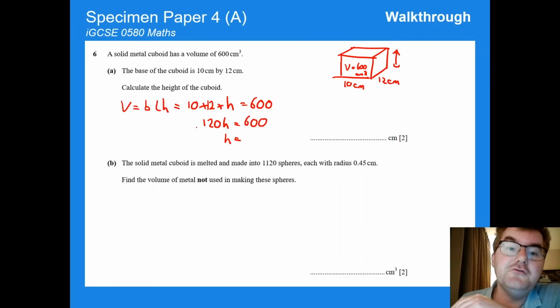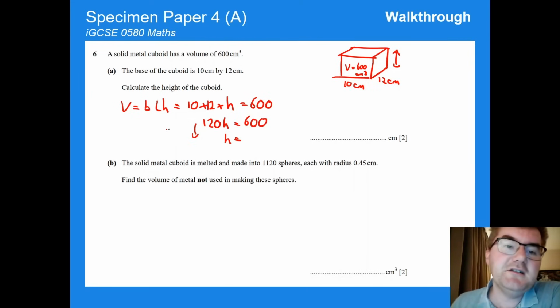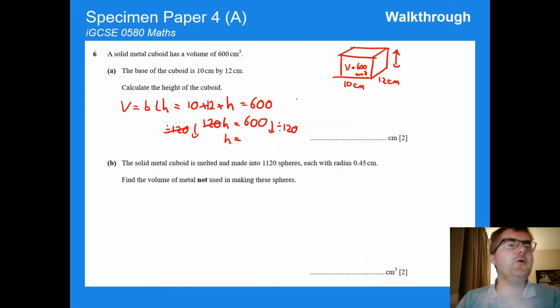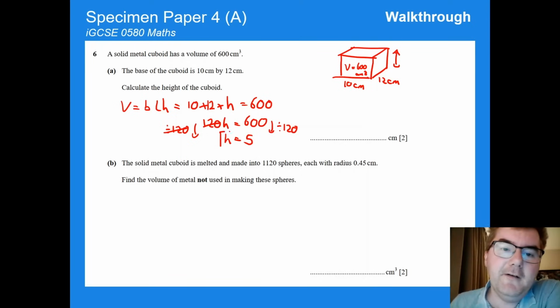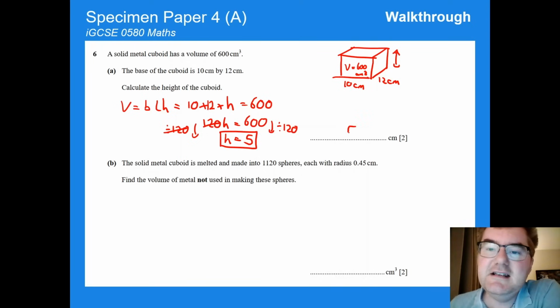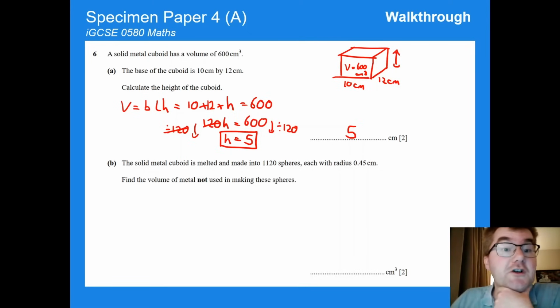600 divided by 120. Remember, to get rid of the number in front of the h, we need to do the opposite, which is divide by 120 on both sides. We cancel here. That gives us 600 divided by 120. I would hope you don't have to go to your calculator here, but we get the answer of 5. Okay, so we don't need to necessarily use the calculator here. We do, however, for question B.